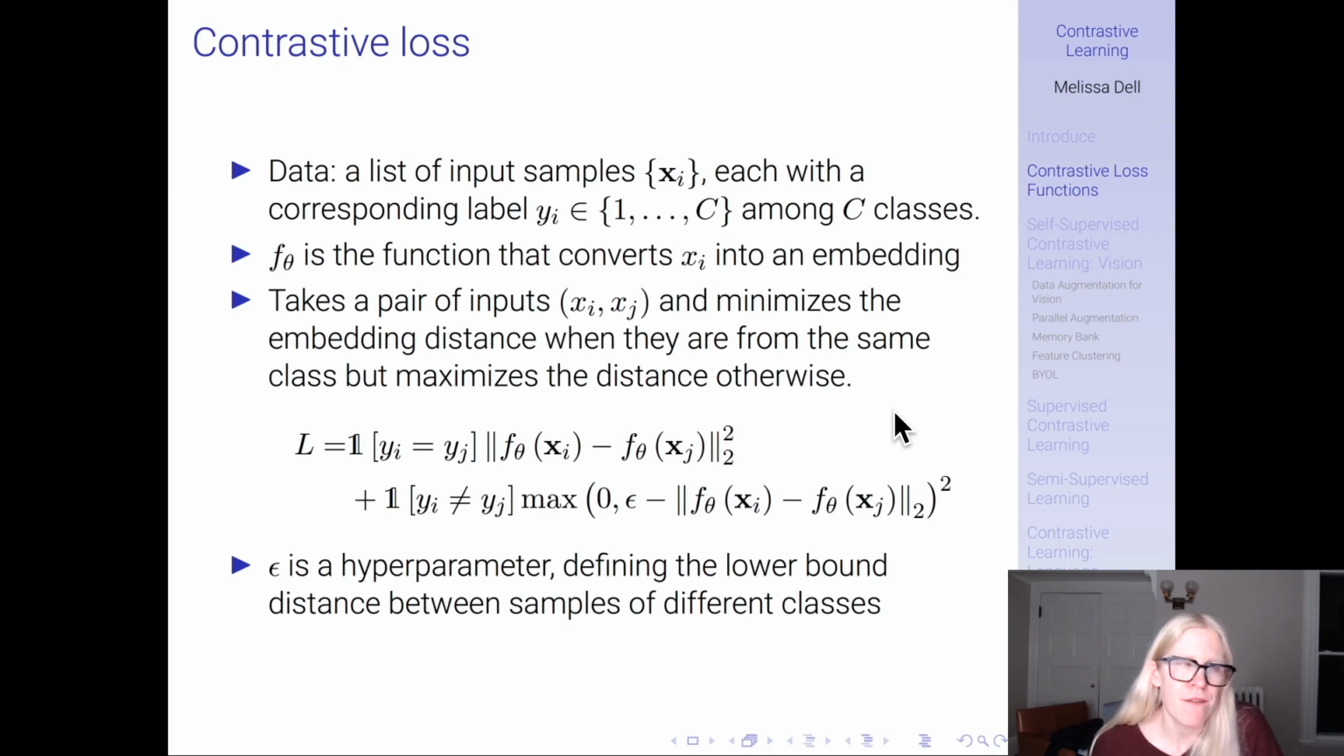So f theta is the function that converts x_i into an embedding. And we take a pair of inputs, x_i and x_j, and minimize the embedding distance when they're from the same class, but maximize the distance otherwise. And here, epsilon is a hyperparameter, and it defines the lower bound distance between samples of different classes.